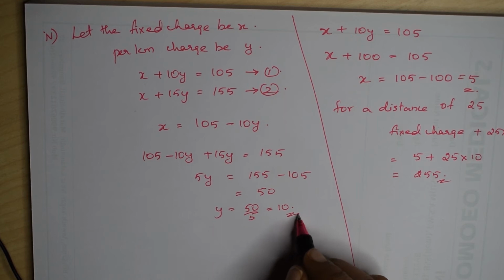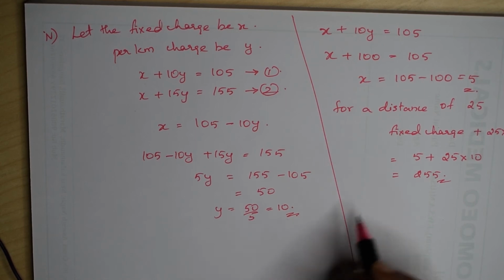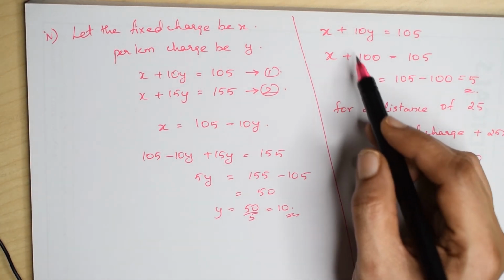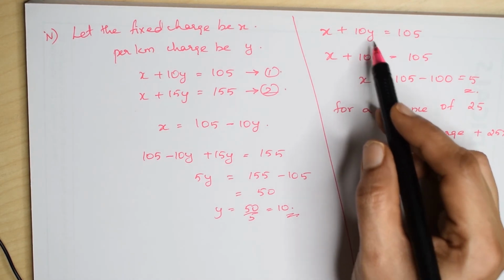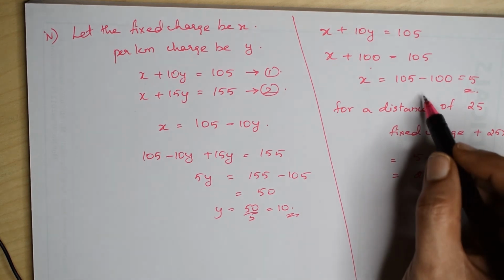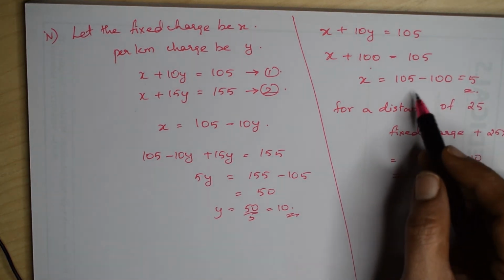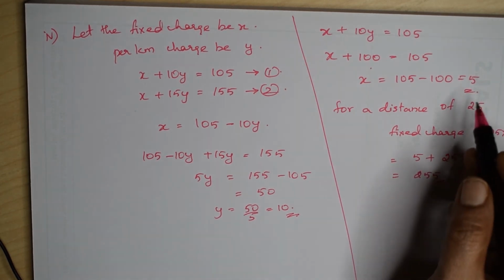So I have found the value of the charge which is differing as per the kilometers. That I have found to be, 1 kilometer costs 10 rupees. And I am using that in the first equation, x plus 10y is equal to 105. So when I substitute y as 10, 10 into 10 becomes 100. x plus 100 is equal to 105. x is equal to 105 minus 100, which is equal to 5. So the fixed charge is going to be 5.